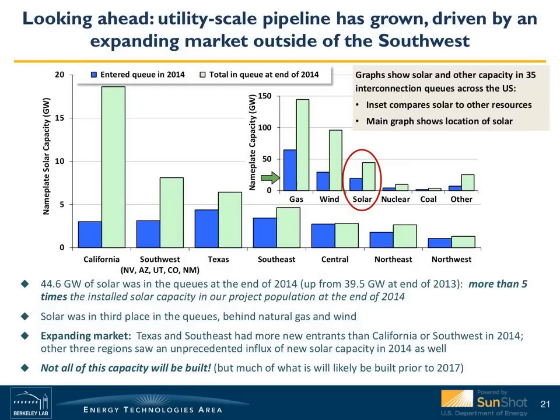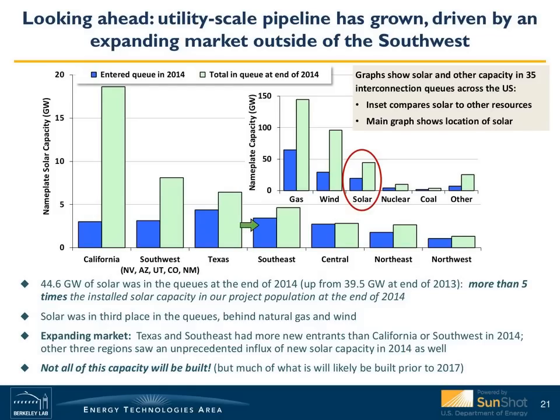I think that probably the more interesting or more important message here, though, is where this capacity is located, which is shown by the main graph here. California and the Southwest have typically dominated this sector, but if you focus on the blue bars, which show the amount of capacity that first entered the queues in 2014, you can see that Texas and the Southeast actually led the nation by that metric.